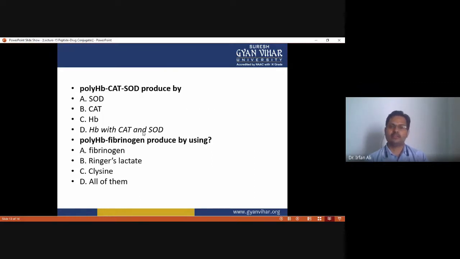The polyHb-catalase-SOD complex is produced by the use of SOD, catalase, and Hb. So hemoglobin, catalase, and superoxide dismutase are all required for the production of the polyHb-catalase-SOD complex. And polyHb-fibrinogen is produced by the use of reagents, hydrogen, Ringer lactate, and glycine. So the correct option is B.